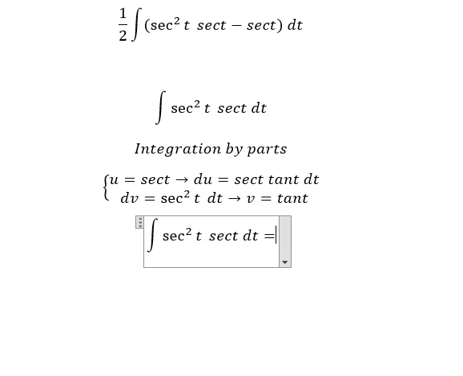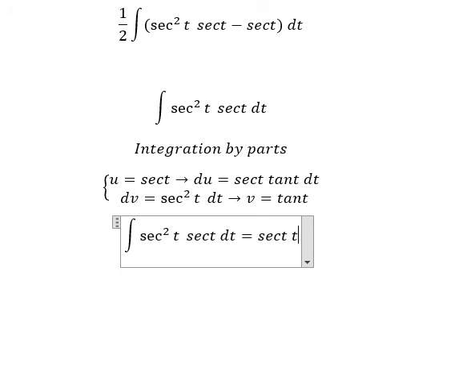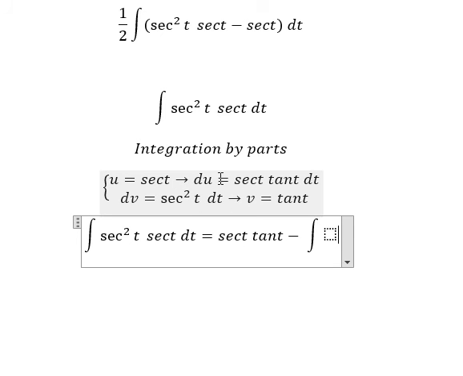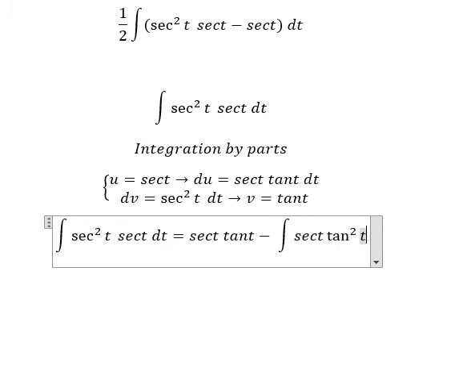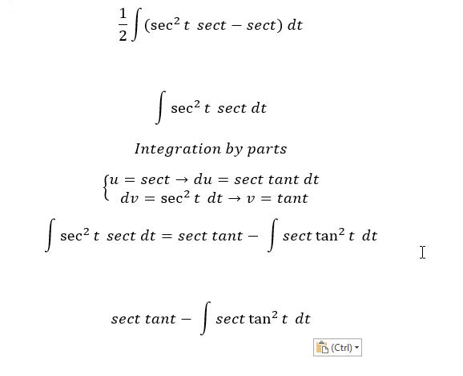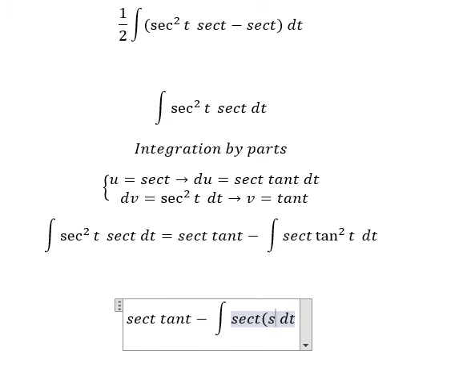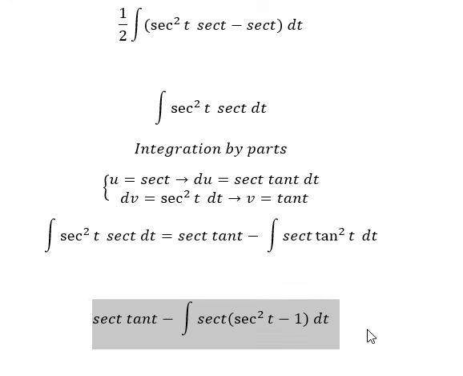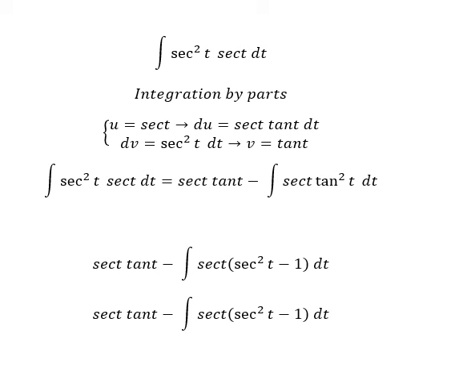So we have u multiplied by v minus the integration du multiplied by v. So we have secant of t tan t square dt. About this one, we change for secant of t square minus 1. So secant of t multiplied by secant of t square and number 1.